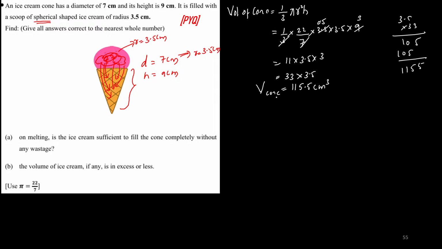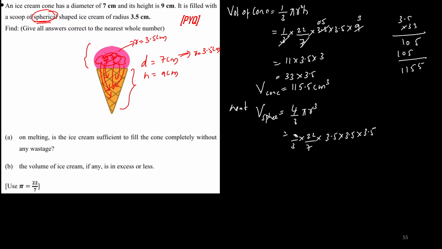Now what am I supposed to find out? Next I am supposed to find the volume of the sphere. It seems to be, children, a hemisphere, but they are clearly giving you that it is a spherical shaped ice cream. So next I need to find the volume of the sphere, that is the ice cream, which is equal to, the formula you must know, 4 by 3 pi r cube. So that is 4 by 3 into 22 by 7 into radius 3.5, 3.5 and 3.5.